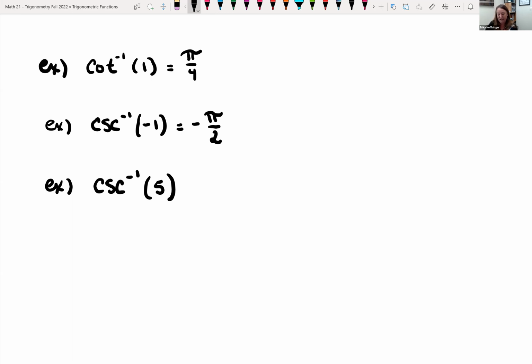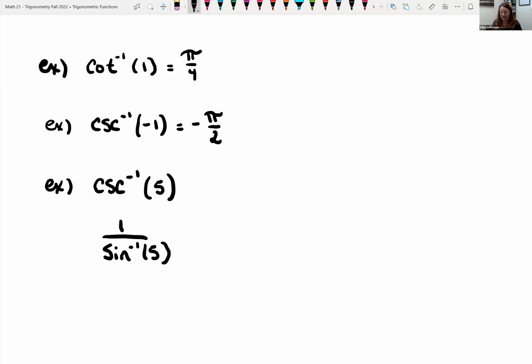So recall cosecant inverse of 5. We can rewrite this. This is the same thing as 1 over sine inverse of 5. And so we can look at that to figure out what this value is now. So we would just take 1 divided by sine inverse of 5.